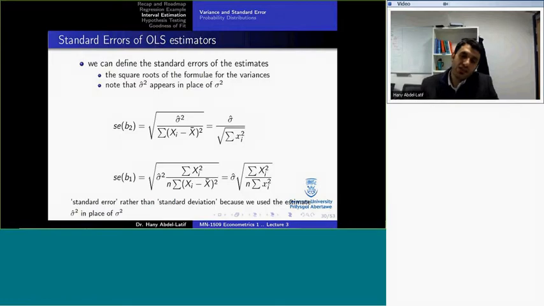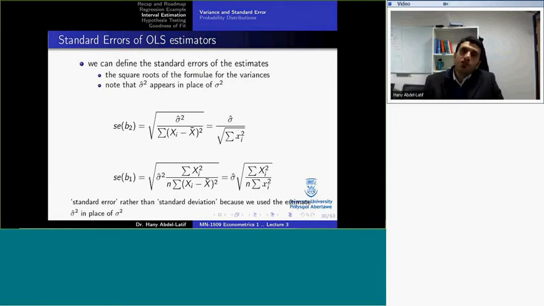Just remember what we have here is the standard error, not the standard deviation, because we use an estimation based on the residuals, not the actual variance of the error term, because we do not observe the error term as we explained before. Okay, so now we understand that from one sample to another, the values of beta 1 and beta 2 will change, but now we know how to calculate the variance, which explains this variability.